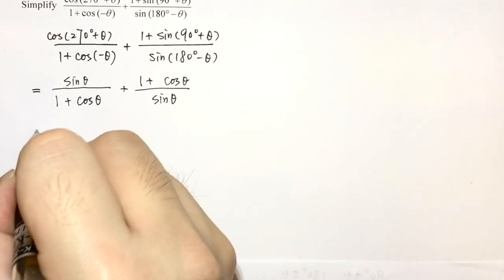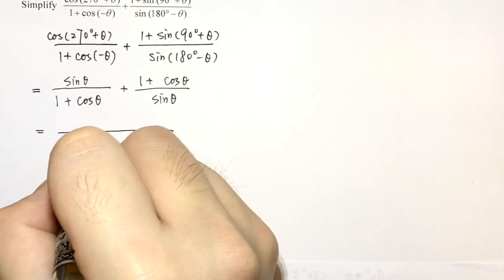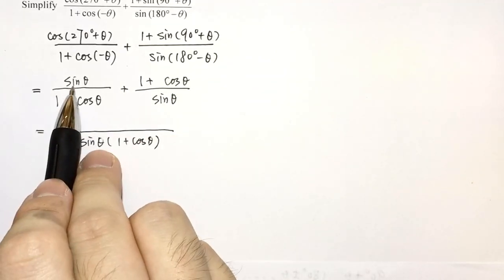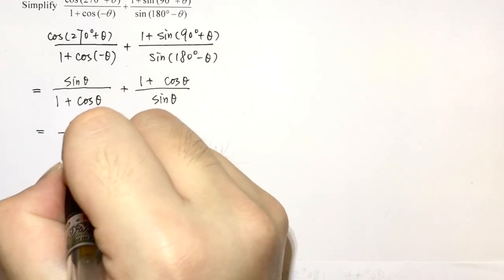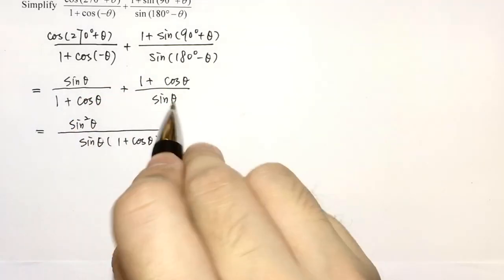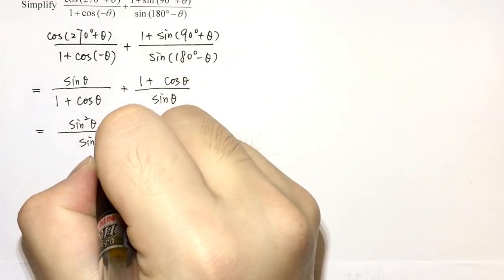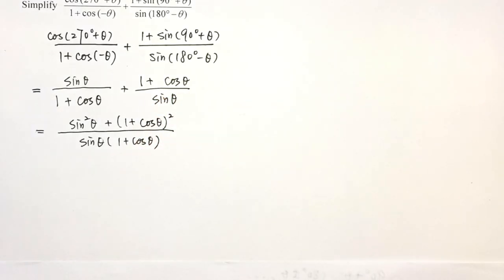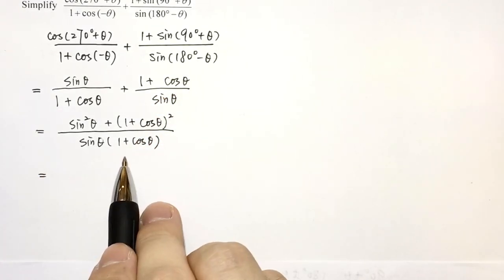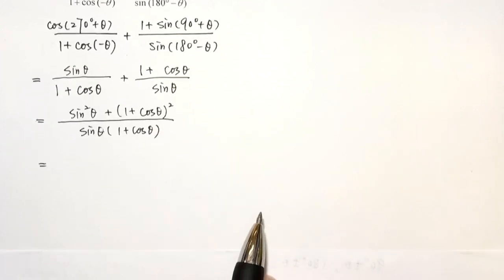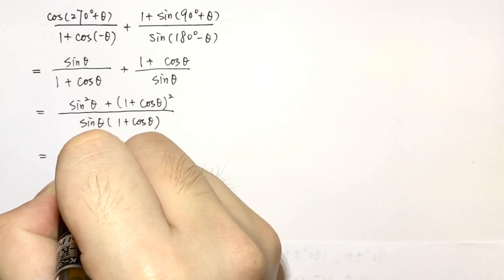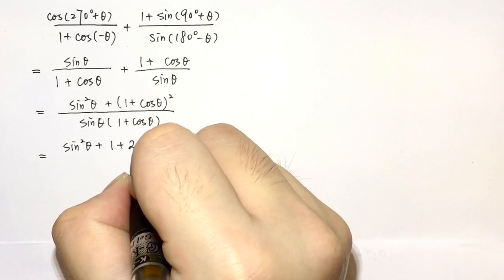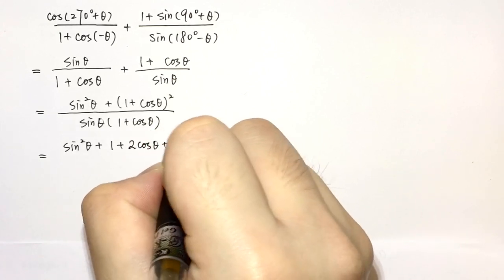And next, find the common denominator by multiplying everything. For the first term, sine theta is added. So we have sine square theta. And for the second term, we have 1 plus cosine theta. So we have 1 plus cosine theta squared. And we cannot do anything on the denominator, so we focus on the numerator. The numerator, after simplification, we remove the bracket here. We have 1 plus 2 cosine theta plus cosine square theta.